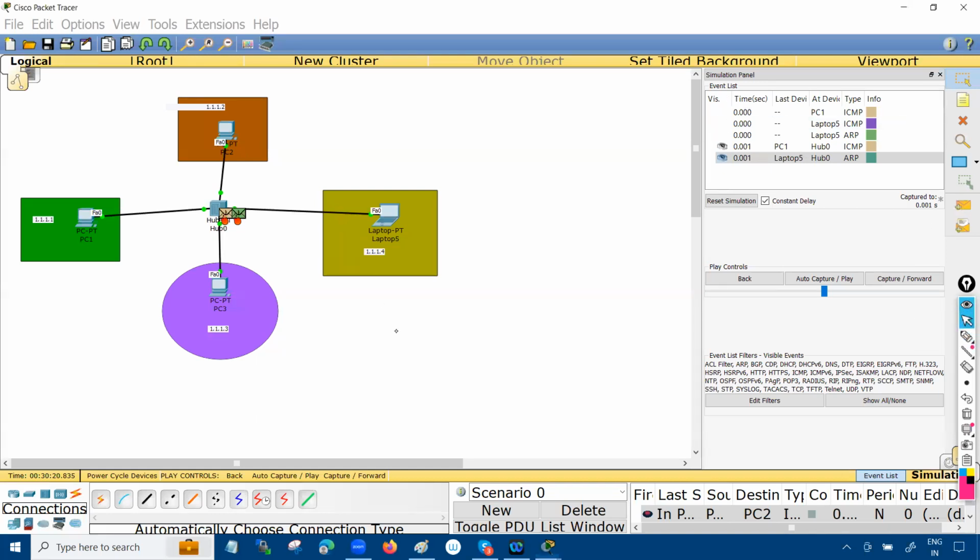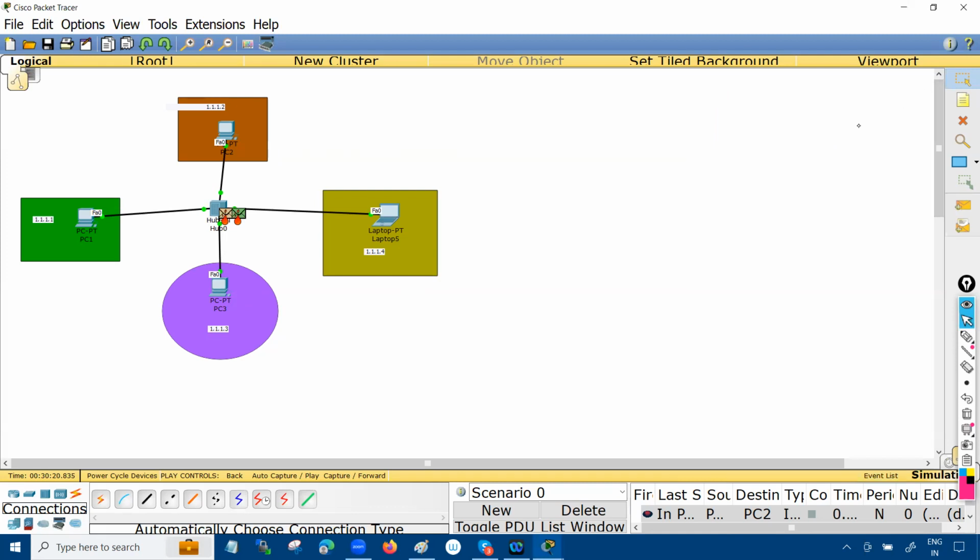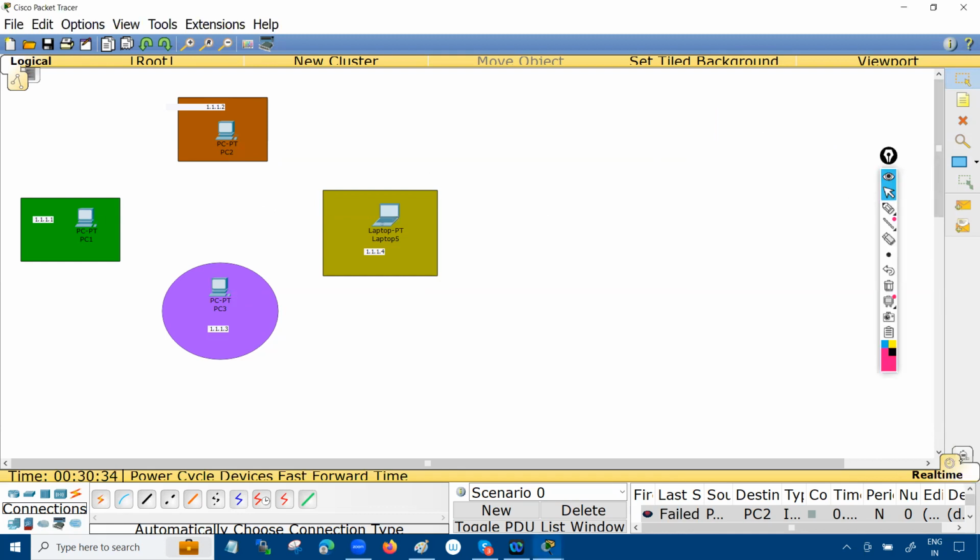Now, to avoid this problem of one-way communication, because you can see that a collision occurred, we have a solution, and that solution is known as a switch.